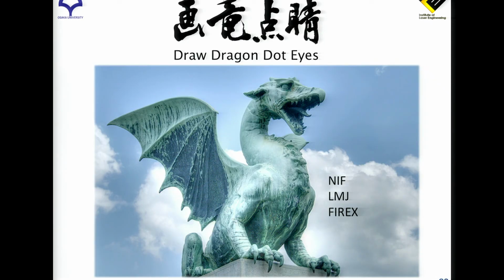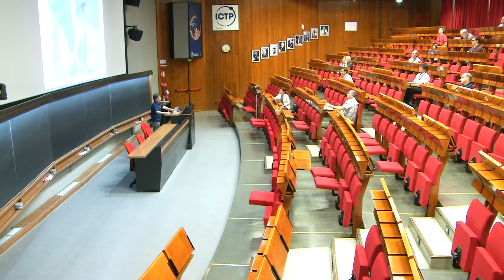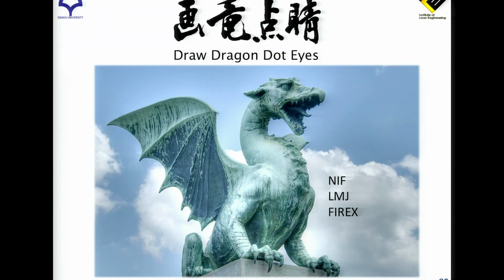Especially at NIF, we have an ignition program, but there is a Chinese saying about a Chinese painter who drew dragons without eyes, so the dragons didn't move. But finally he put in the dragon's eye, and then the dragon flew out. So we have to make a dragon's eye. Thank you very much.